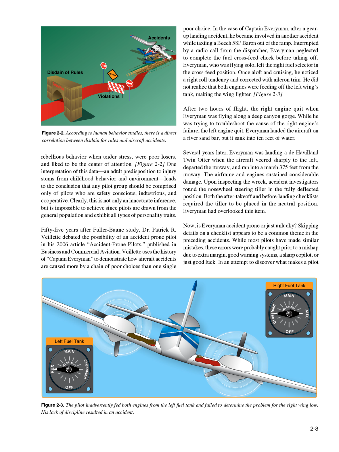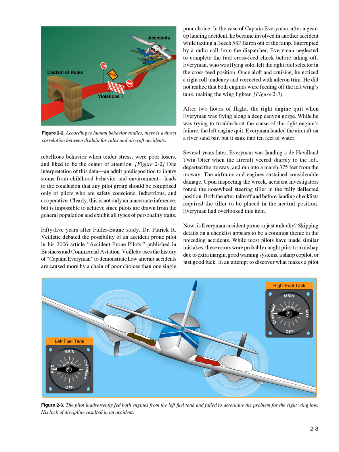55 years after the Fuller-Bond study, Dr. Patrick R. Villette debated the possibility of an accident-prone pilot in his 2006 article Accident-Prone Pilots, published in Business and Commercial Aviation. Villette uses the history of Captain Everyman to demonstrate how aircraft accidents are caused more by a chain of poor choices than one single poor choice. In the case of Captain Everyman, after a gear-up landing accident, he became involved in another accident while taxiing a Beech 58P Baron out of the ramp. Interrupted by a radio call from the dispatcher, Everyman neglected to complete the fuel cross-feed check before taking off. Everyman, who was flying solo, left the right fuel selector in the cross-feed position.